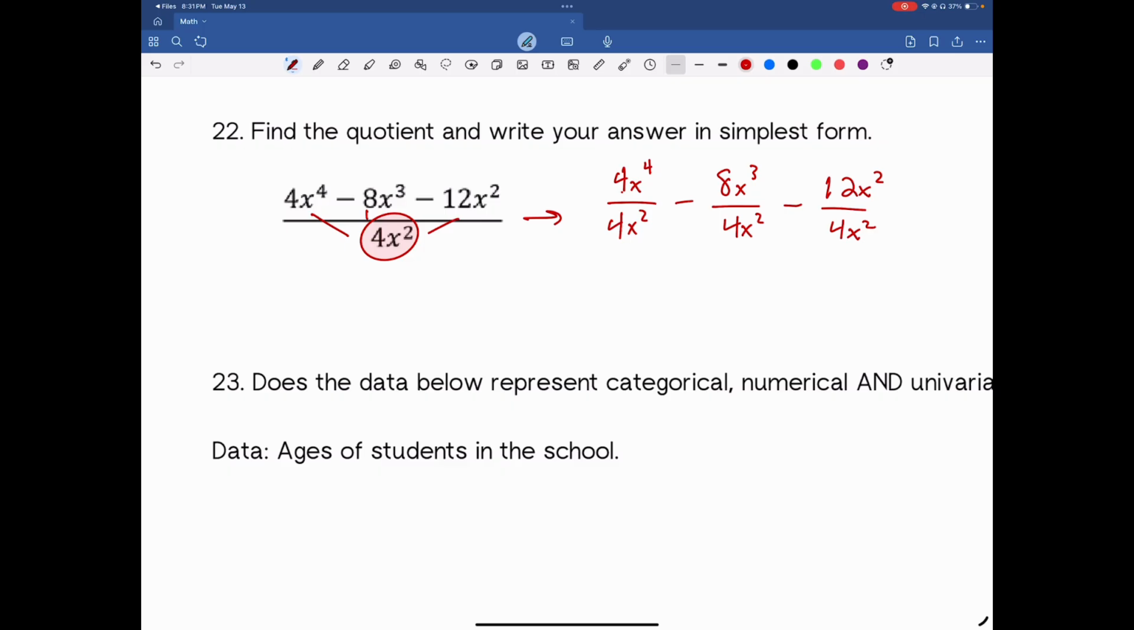So 4 over 4 simplifies to 1. X to the 4th divided by x squared is going to be x squared. 8 divided by 4 is going to be 2. We're going to keep the minus. X to the 3rd over x squared is going to be just x. And then 12 divided by 4, keep the minus, is going to be 3. X squared simplifies with x squared. And this is going to be our answer after we do the division.